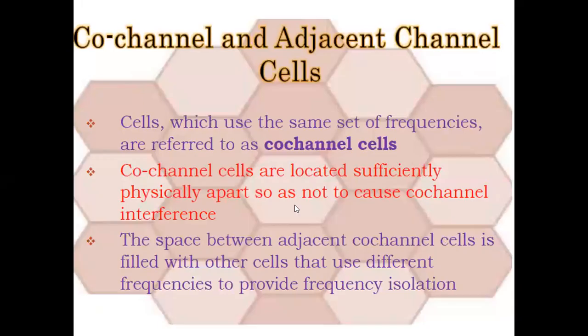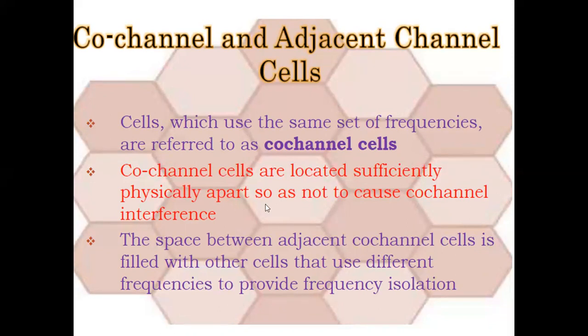So the concept of co-channel and adjacent channel cells: the cells which use the same set of frequencies are known as co-channel cells, and the co-channel cells are physically apart, and the distance between them is given by capital D, so that it should not cause co-channel interference. And the space between the adjacent co-channel cells is filled with other cells that use different frequencies. I have already told you, 1, 5, 7 use different frequencies, providing frequency isolation between the different cells.